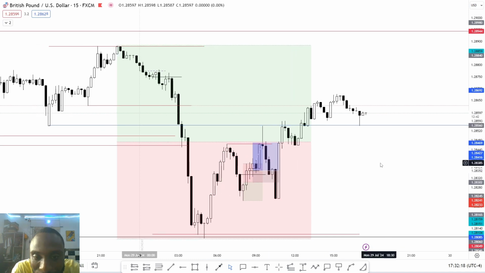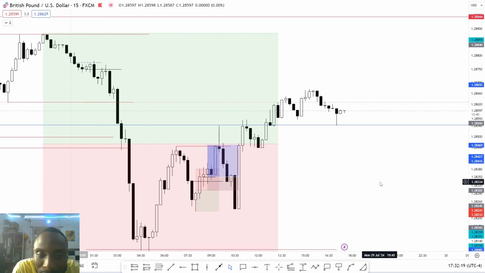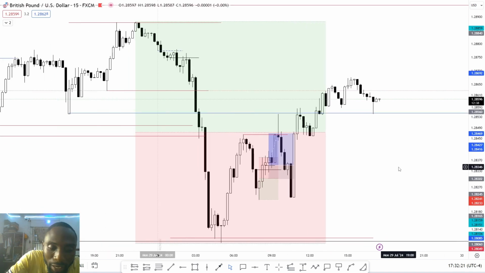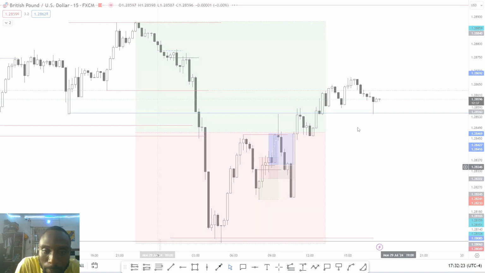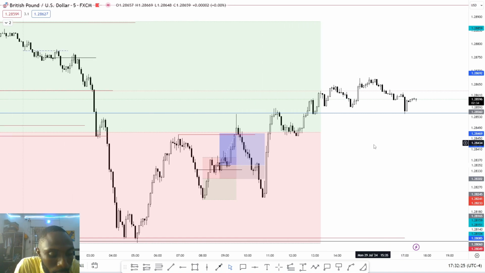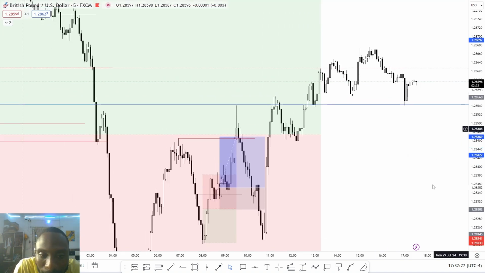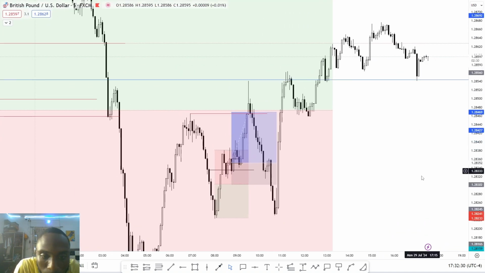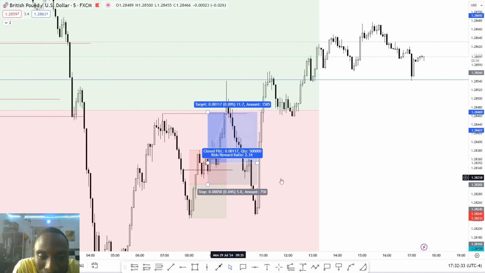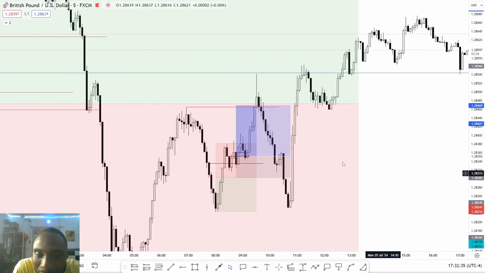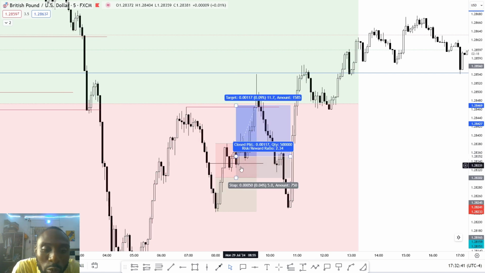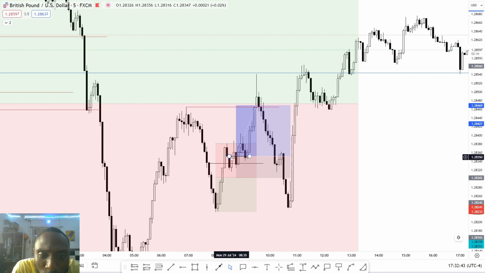Where did I take my entry from? I took my entry from the 5 minutes. Yeah, this was my entry on the 5 minutes. The 15-minute order block, this is it. So I know in the video I posted, I said I was looking for price to close above this black candle, then I would enter. So immediately price closed above it, I took the buy from here.